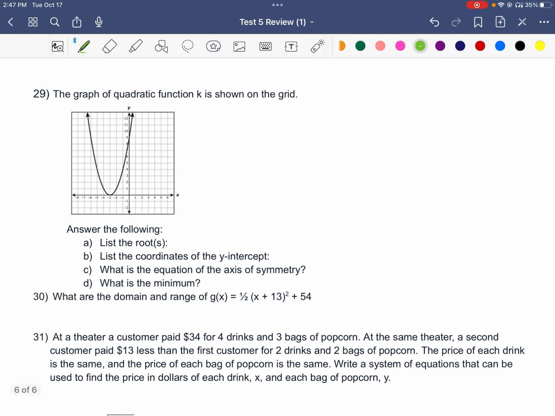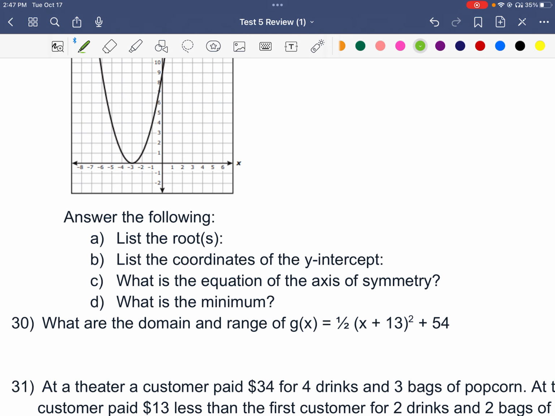Next page. Graph of the quadratic function is shown. Oh, last page. So I know it's quadratic. I can see it's quadratic. List the roots, or root. The vertex is on the x-intercept, so our root is just x equals -3. Or if it was written as a point, (-3, 0).